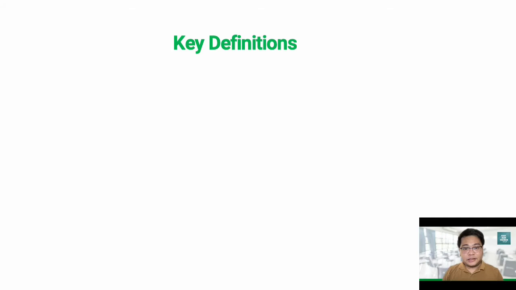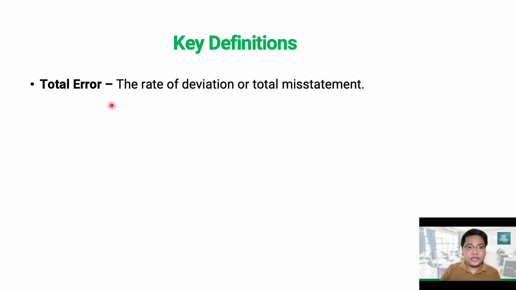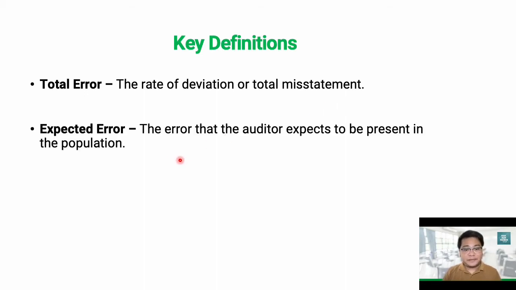Okay? So next, total error. So total error is the rate of deviation or the total misstatement. So let's say in a test of control, let's say you are testing the credit approval of sales order. Out of 10 sales order, one does not bear the signature of the credit department or credit officer. Then the rate of deviation is 1 over 10 or 10%. So the total misstatement, this is the difference between the amount recorded by the client and amount that should have been recorded.